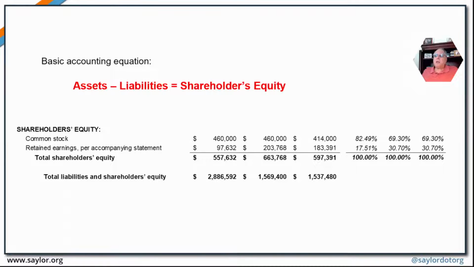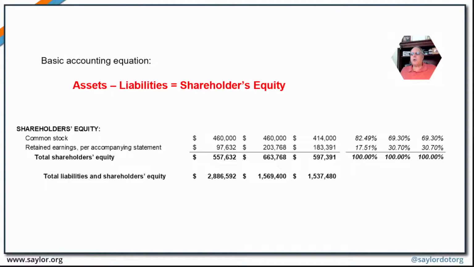Now, the third category of the balance sheet, which is of critical interest if you're an owner or a shareholder, is what's my share, or what is shareholders' equity? And simply put, shareholders' equity is simply the assets of the firm minus the liabilities. And if there's anything left, it belongs to shareholders.